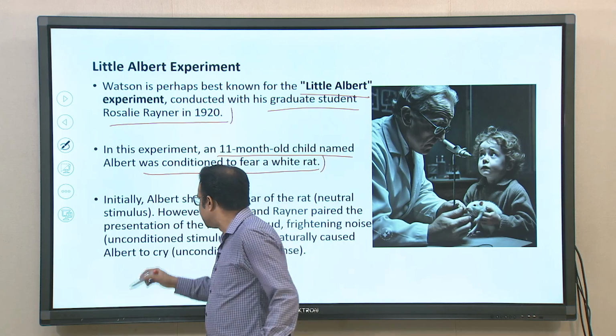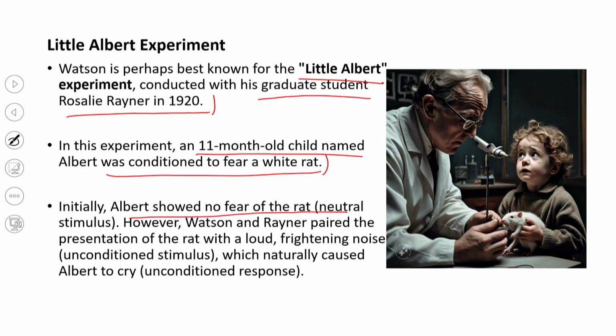How did they do this? Initially, Albert showed no fear of the white rat, which was a neutral stimulus for Albert. However, Watson and Rayner paired the presentation of this rat with a loud frightening noise, which is an unconditioned stimulus, because a loud sound will create a fear response in a child. So, they associated this loud sound with the presentation of the rat to the child again and again, which naturally caused Albert to cry, which is an unconditioned response, crying to a loud sound.